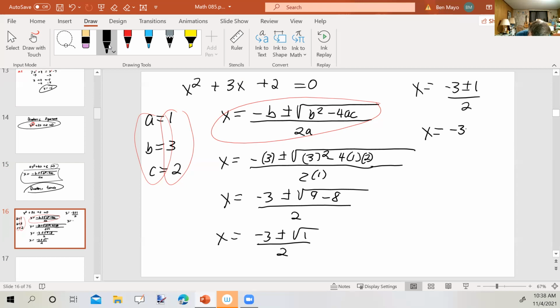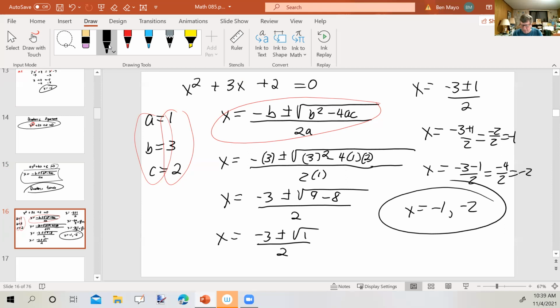x is negative 3 plus 1 over 2. x is negative 3 minus 1 over 2. But negative 3 plus 1 is negative 2. That over 2 is negative 1. Negative 3 minus 1 is negative 4. That over 2 is negative 2. So x equals negative 1, comma, negative 2. There are the two solutions.